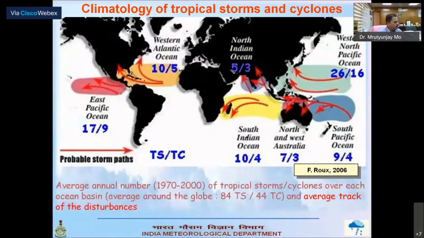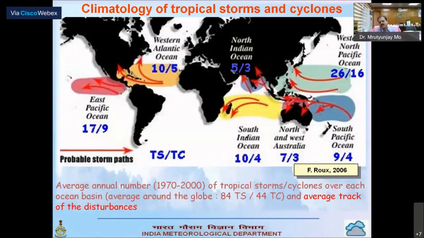Now, if you look at the climatology of the cyclones, how many cyclones develop in the world? You will find that about 80 cyclones develop in the world in a year. And out of these 80, about 35 become very severe cyclones. If you consider our basin, the Bay of Bengal and Arabian Sea, there are only about 5 cyclones per year, and out of 5, 3 become severe cyclones. So if I calculate the percentage, only about 7% of the total frequency of cyclones in the world occurs in our area.